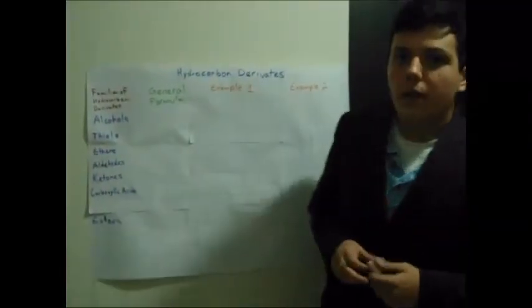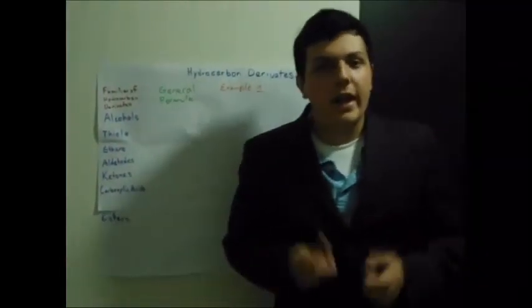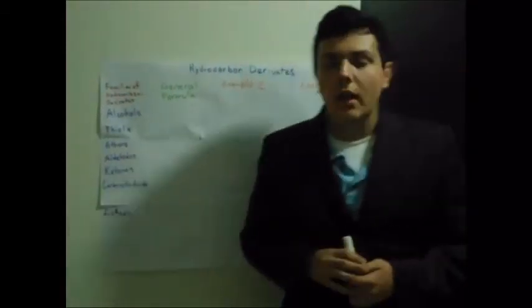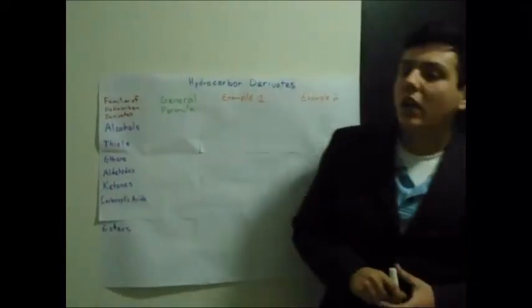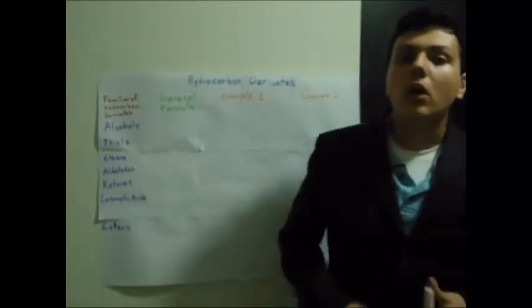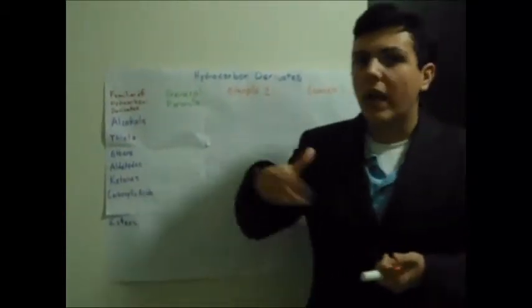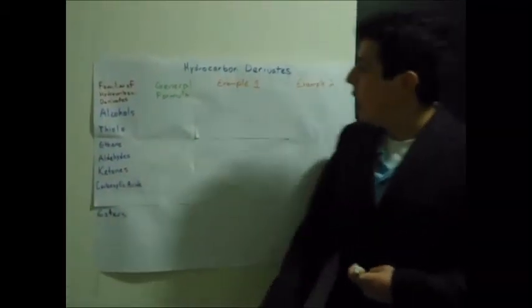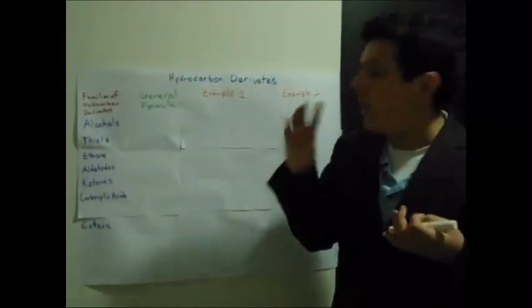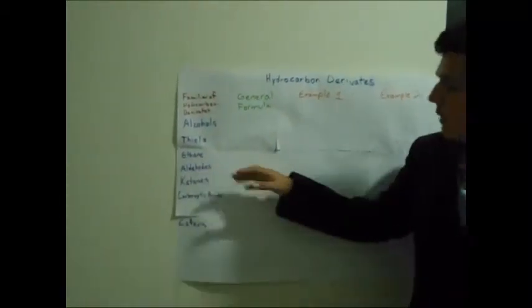Now that we have seen the other hydrocarbons like the alkenes, the alkynes, and the aromatics, we are going to see the new type of hydrocarbons, the hydrocarbon derivatives. The hydrocarbon derivatives are compounds that have a change in one of the elements that is not a hydrogen. The groups that we are going to change are called functional groups. Here we have 7 different functional groups: the alcohols, the thiols, the ethers, the aldehydes, the ketones, the carboxylic acids, and the esters.